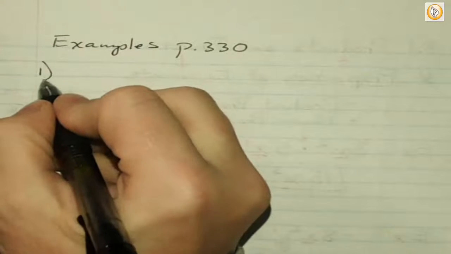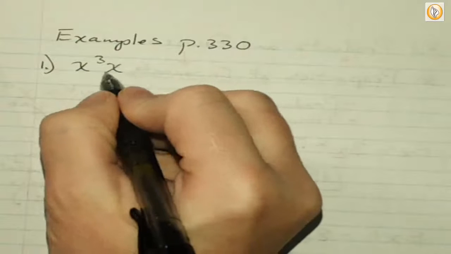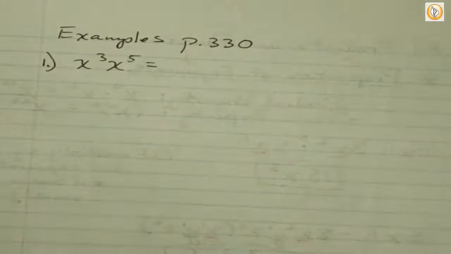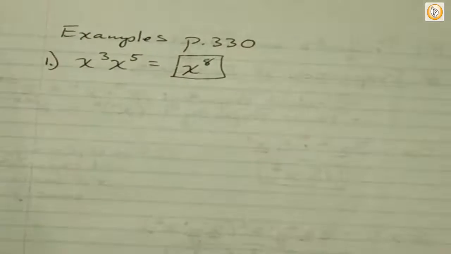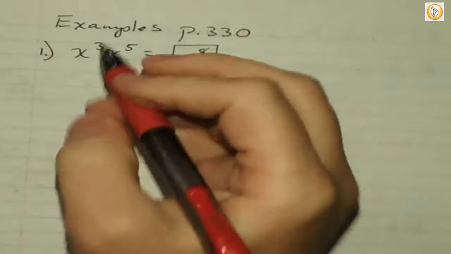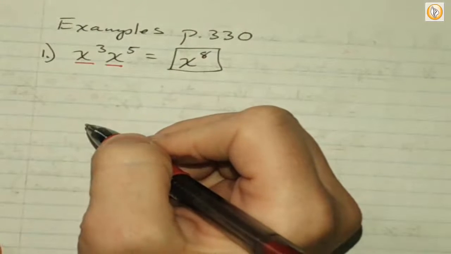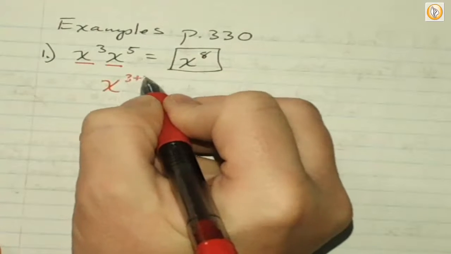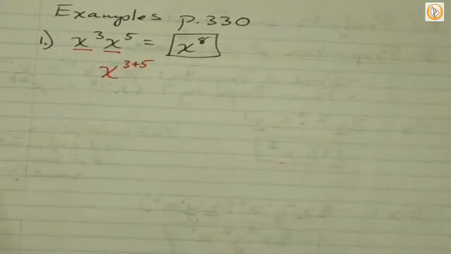All right, let's look at number 1. We're going to do lots of examples. All it says is simplify. That means solve it. We have x to the third power times x to the fifth power. What would that be? X to the 8th power. See, you didn't forget. There you go. Bases are the same. We're multiplying, so you add the exponents. Any questions?